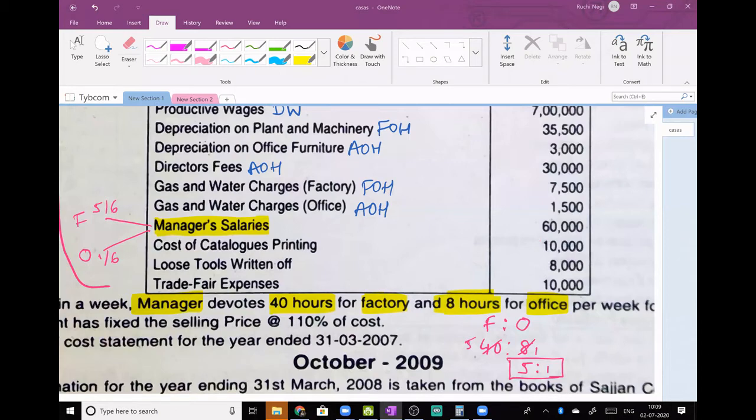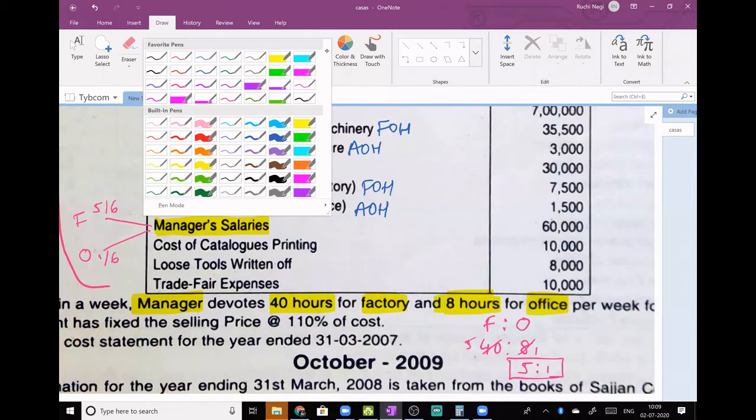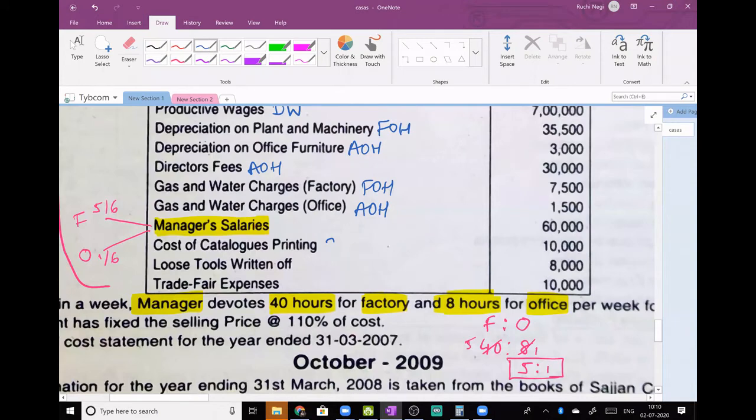Fine. Next, cost of catalog printing. This is related to the sale of your finished goods, so obviously it is selling and distribution overheads. Then loose tools written off. Loose tools are part of factory assets, so this will go in factory. But what do you mean by write off? Write off means depreciation. So loose tools written off goes to factory overheads.